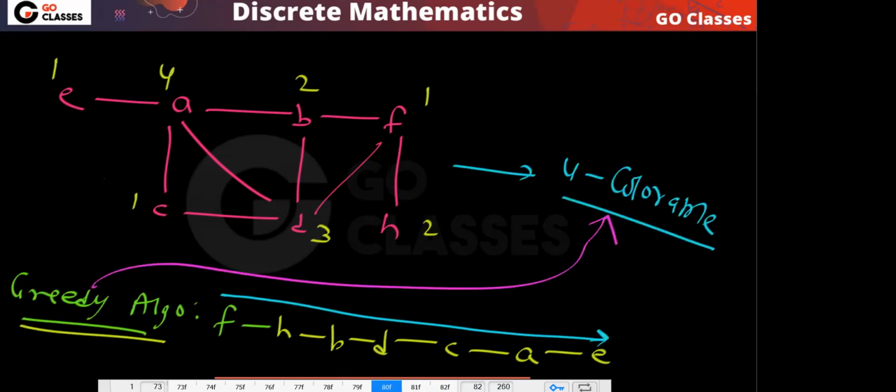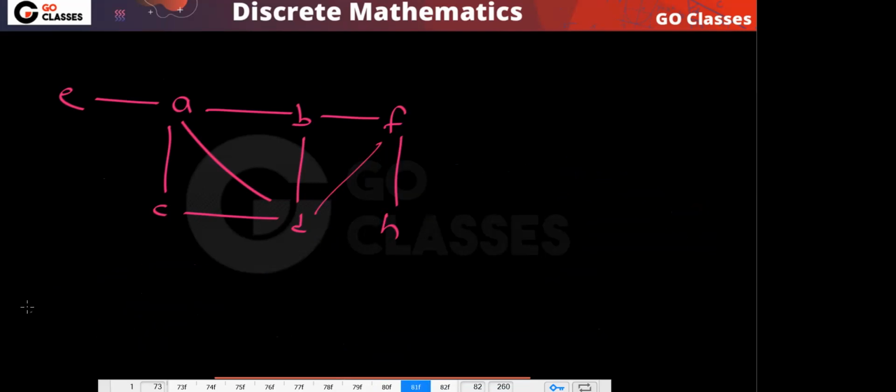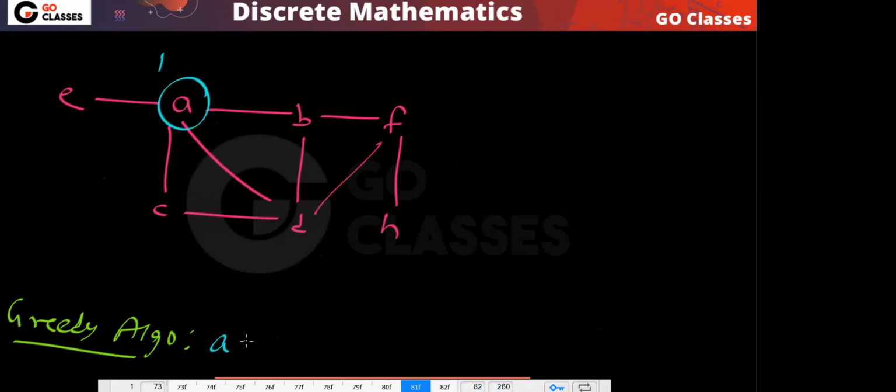Now let's apply the greedy algorithm again. First, please understand the greedy algorithm. What this algorithm is saying is, you start from any vertex. For example, let me start from this vertex and give color number 1. Then I can go to any vertex of my choice and use the minimum color available.